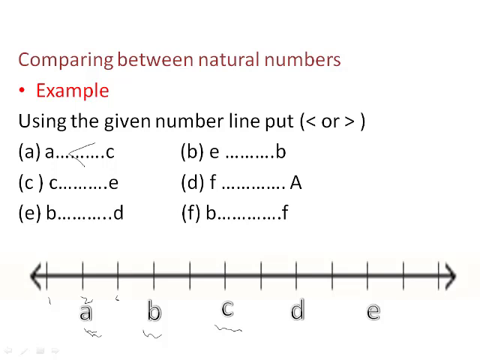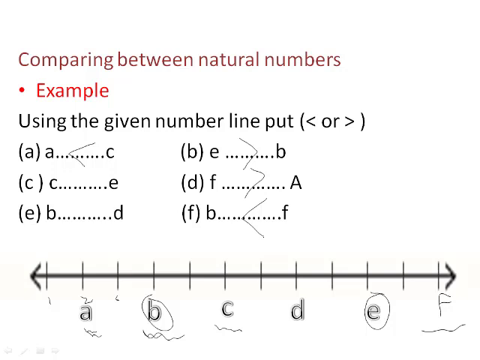Okay, we have E and B. E is bigger than B. F and A. F is here. So F, of course, is bigger than A. B and F. B here and F here. So B is less than F. Any number on the number line that comes first is smaller than the next number.